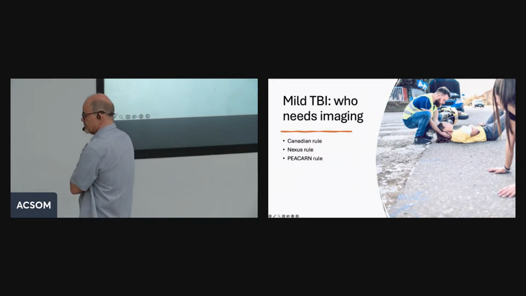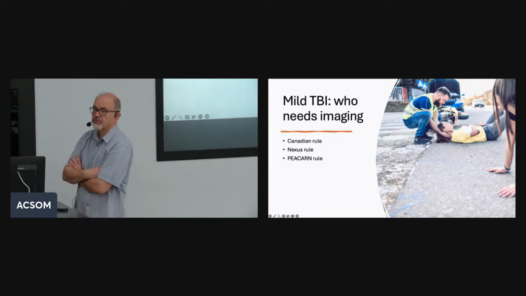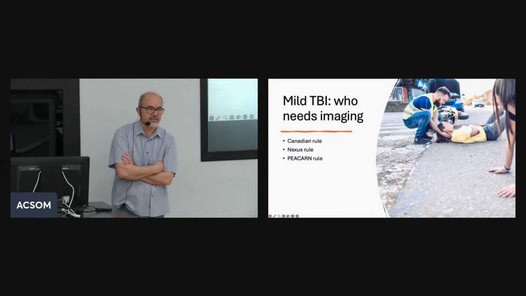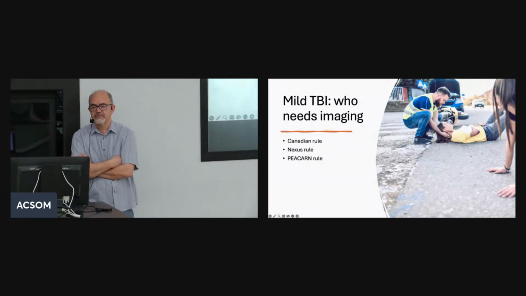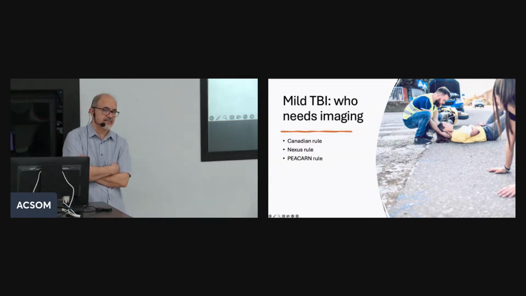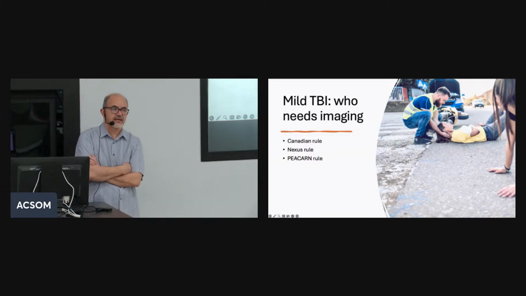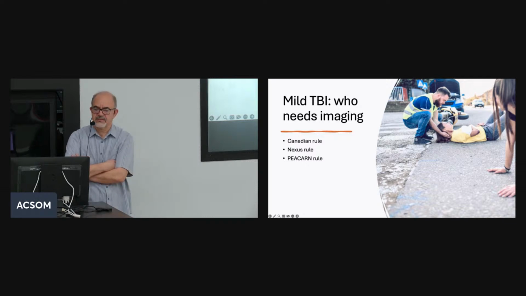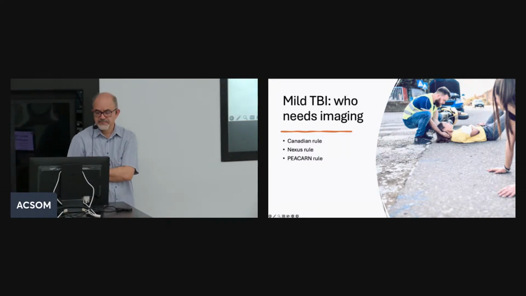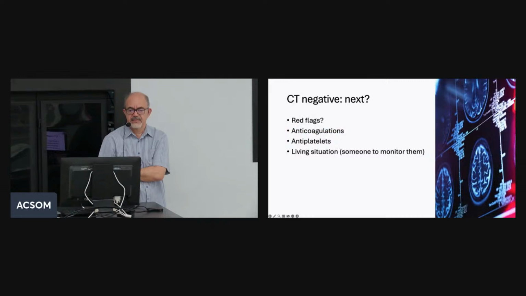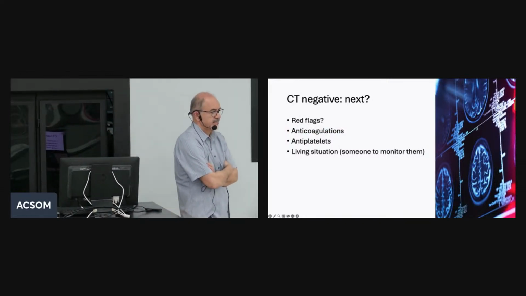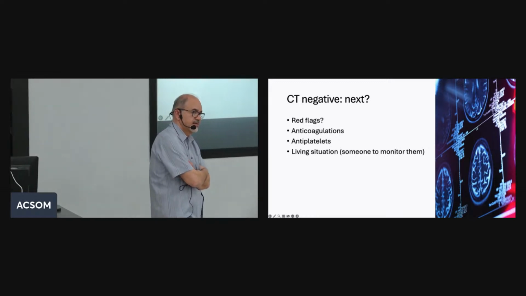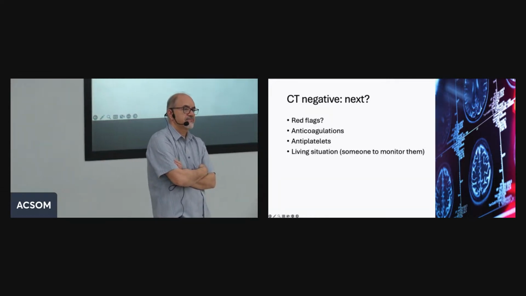You can use these rules to determine who needs a CAT scan. Usually, one of the major elements of these rules is mechanism of injury. If the mechanism of injury is serious, you might have to consider a CT. So let's say you do a CT and the CT scan is negative. Doesn't mean this patient is safe to go or not.